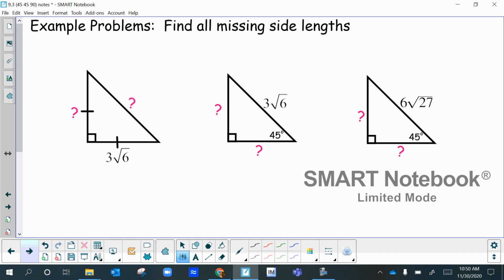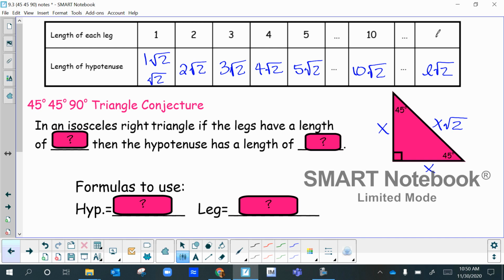So, not so pretty problems, but whenever they give us the leg, it should be super easy. And you always want to make sure that that's simplified all the way, and 6 is. So the other leg is going to be the same, 3 radical 6. Now, what do we do to the leg to get the hypotenuse? Just like we said earlier, if you look at this formula, we do the leg times radical 2, and that'll get us the hypotenuse.